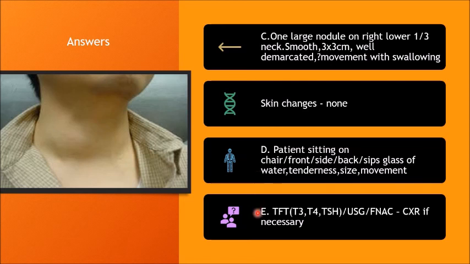The answer to question E, what investigations will you do? You will do first a thyroid function test, which consists of T3, T4, and TSH. You also do an ultrasound scan followed by an ultrasound-guided fine needle aspiration cytology, or FNAC. In this patient, a chest X-ray may not be necessary at this stage, but in older patients, yes, we will do a chest X-ray.